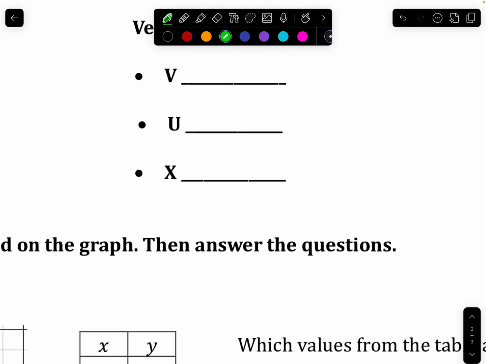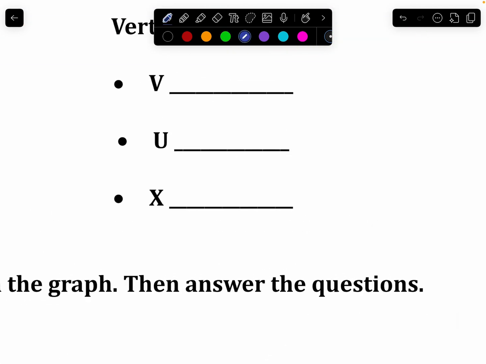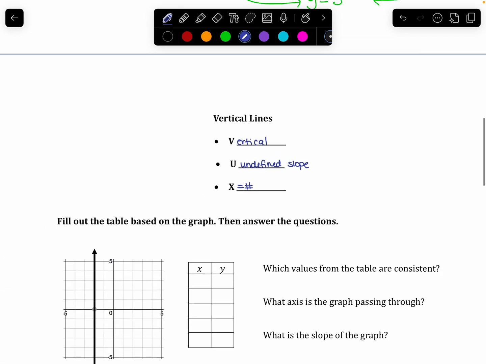Vertical lines also have an acronym. Their acronym is VUX. V stands for vertical. U stands for an undefined slope. And then X stands for the equation that you'll see with vertical lines. That's always going to be x equals.